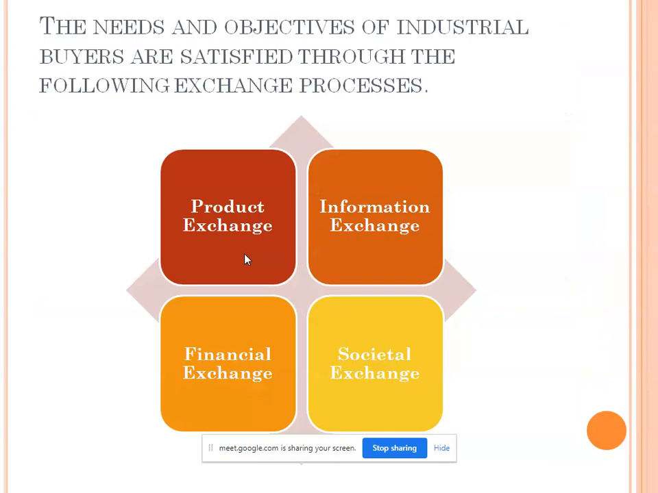The needs and objectives of industrial buyers are to be satisfied through the following exchanges. So what are we exchanging? We are exchanging products and information. Societal exchange and financial exchange also take place between B2B clients. In the product exchange, the features of the product or service involved have a significant impact on the industrial exchange process. The ease of the exchange process depends on the ability of the seller to identify the buyer's need and the product's potential to satisfy those needs.